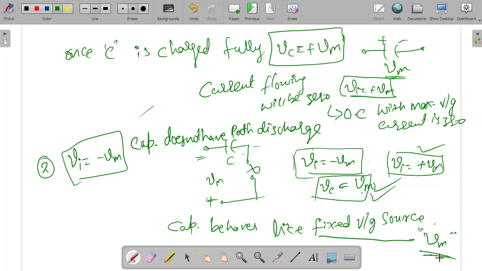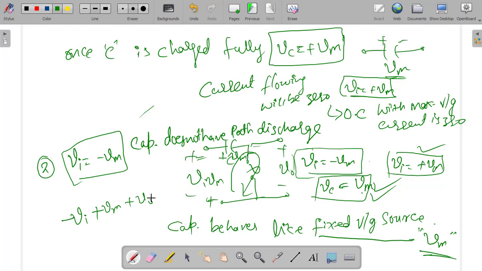So zero current will be passing through the capacitor. Now let us apply the KVL in this small loop. If I apply KVL: minus Vi, plus Vm, since the capacitor is charged to a voltage of plus Vm, plus V0, because the voltage V0 you are taking across the diode. So minus Vi plus Vm plus V0 is equal to 0. This is KVL.